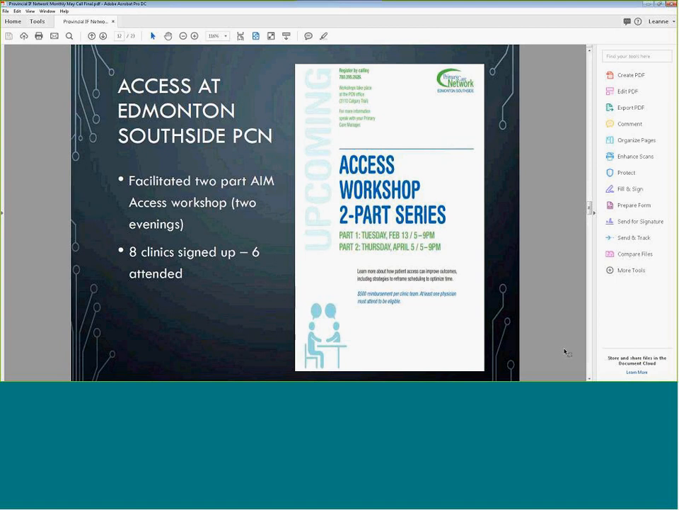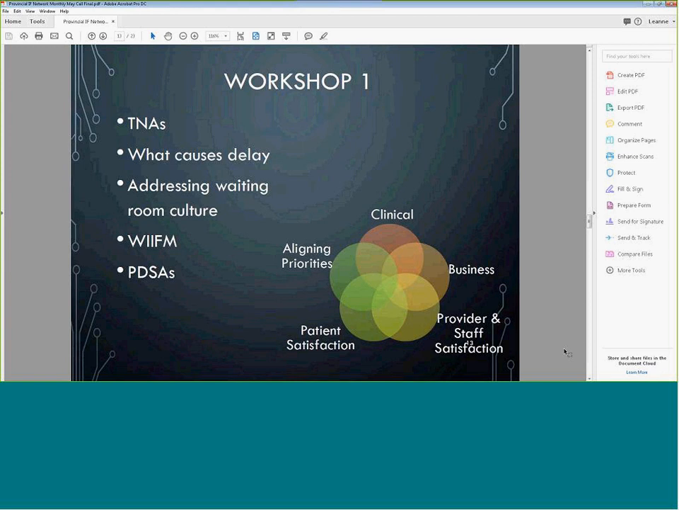At the second workshop that we hosted, the clinics came back and we reviewed where they were at and how things went, and they also calculated their ideal panel size. There was some incentive for attending this workshop. And just more on the first workshop, they did go over TNAs as well.